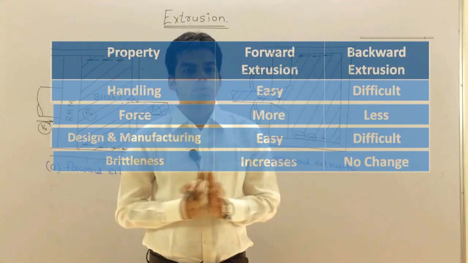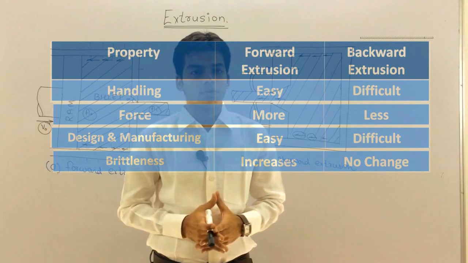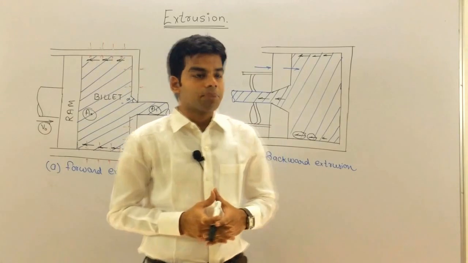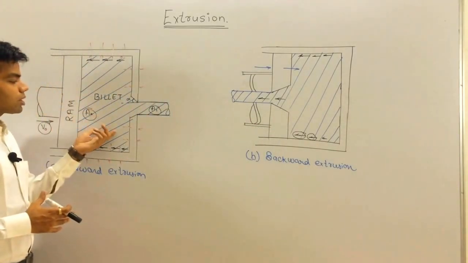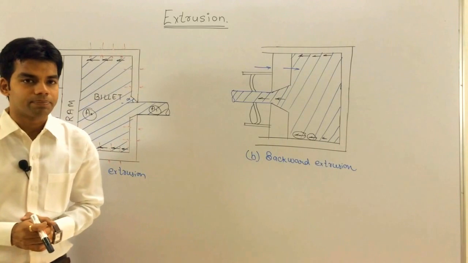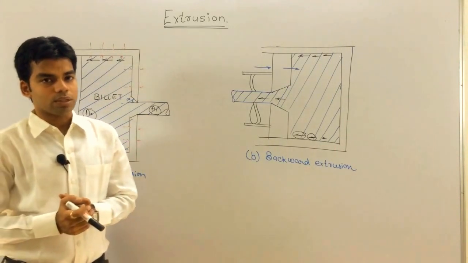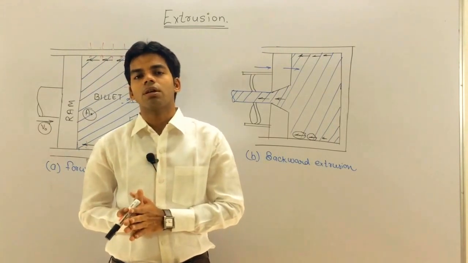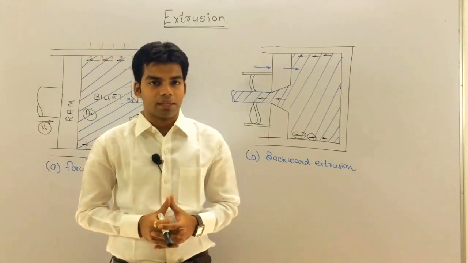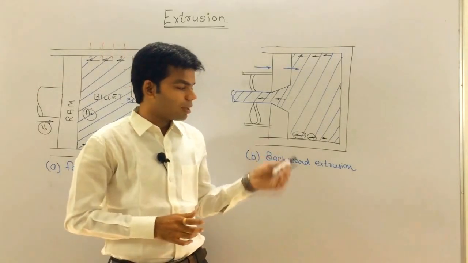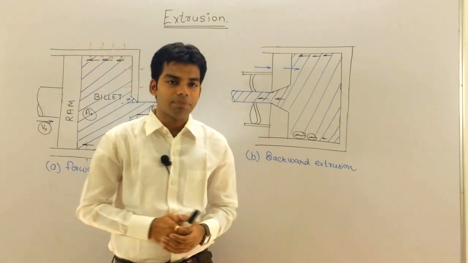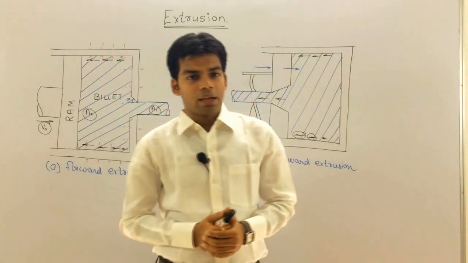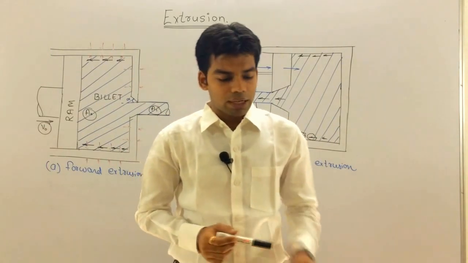Forward extrusion will be unsuitable for extruding semi-brittle and brittle materials. Why am I saying this? Because when we are applying a force, a frictional force is acting on this billet, and because of that frictional force, the brittleness of the material will increase. So this will be unsuitable for semi-brittle or brittle material. But in backward extrusion there is no change in brittleness of the material, whereas in forward extrusion the brittleness will increase. So this is the basic difference between the forward and backward extrusion process.